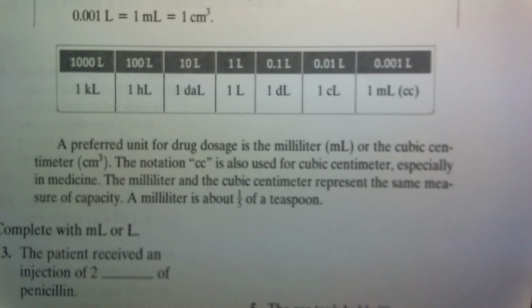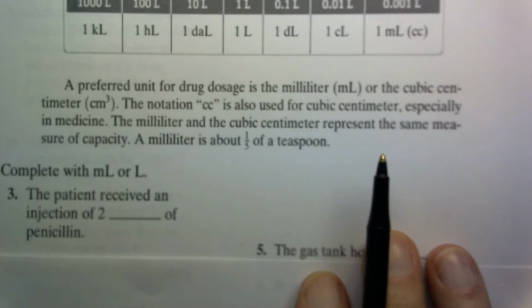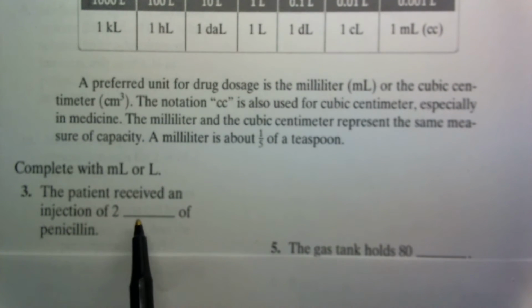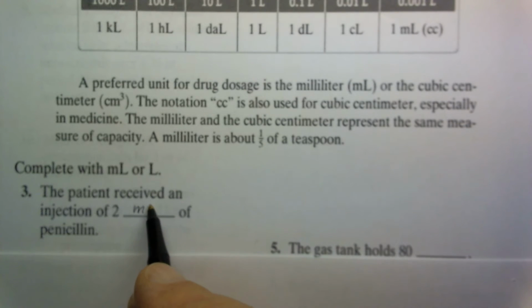So here we are to complete the statements. The patient received an injection of 2 milliliters or liters? Well, of course, it would be milliliters, because remember, a liter is a little bit more than a quart, and obviously you don't get an injection of 2 liters of penicillin, for sure.